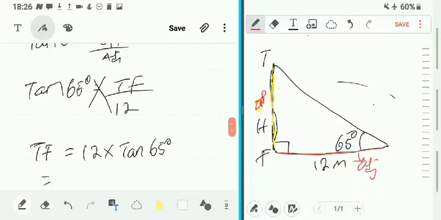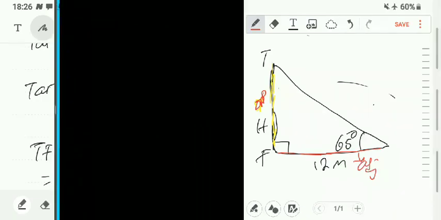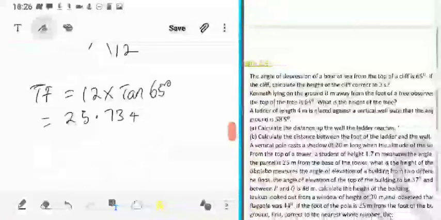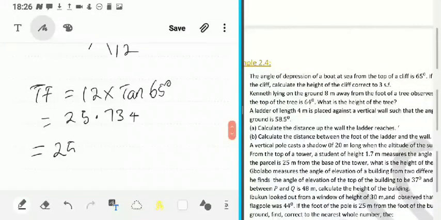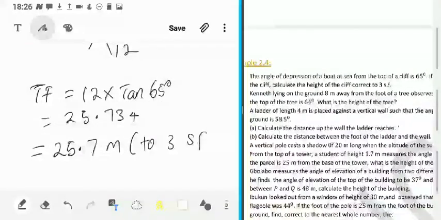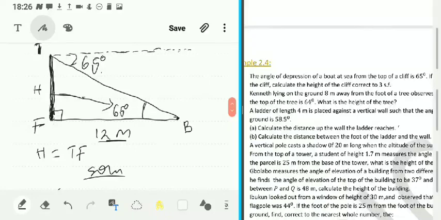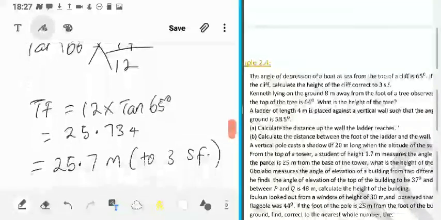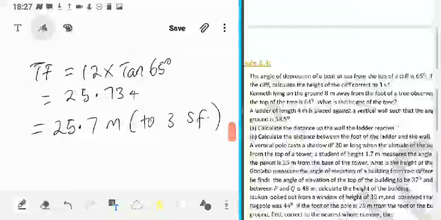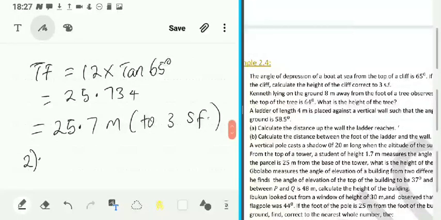Which is equal to 25.734. Let me see if we were told to give the answer correct to 3 significant figures. So our final answer will be 25.7 meters to 3 significant figures. So that answers question 1. It means that the height of the cliff, TF, is 25.7 meters. Okay, move to number 2.